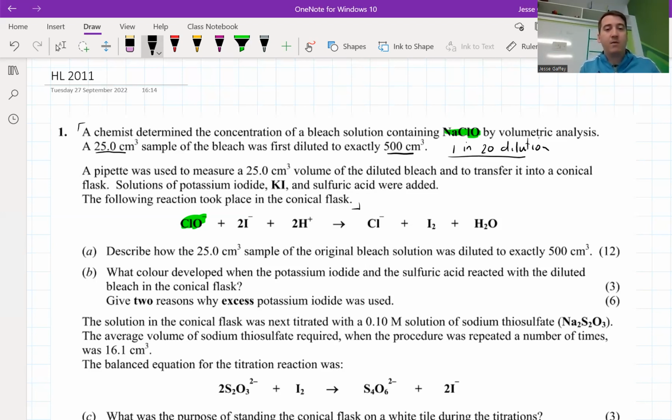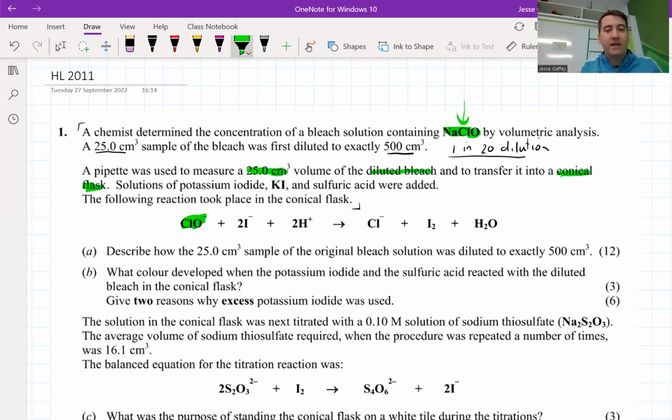Okay, it then says a pipette was used to measure a 25 centimeters cubed volume of the diluted bleach. So this is the substance that's in the bleach, and this is what we're transferring for the titration. 25 centimeters cubed of the diluted bleach, so the solution that we diluted, transferred to the conical flask. So the diluted bleach is in the conical flask, all that's in blue.